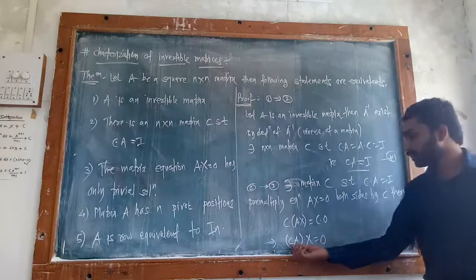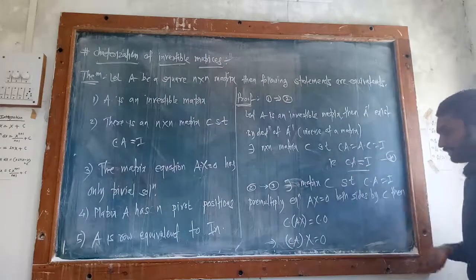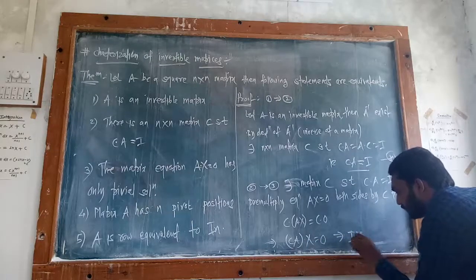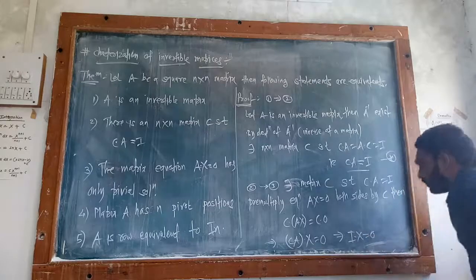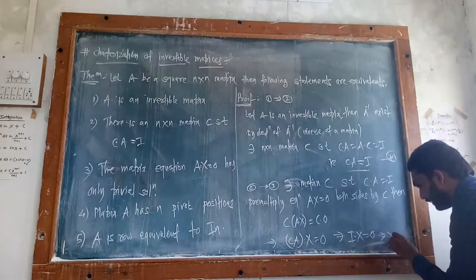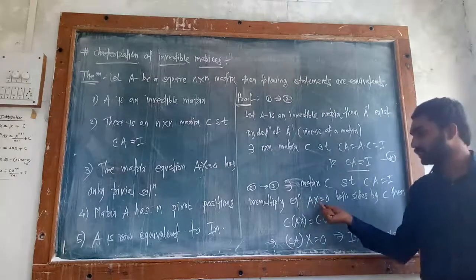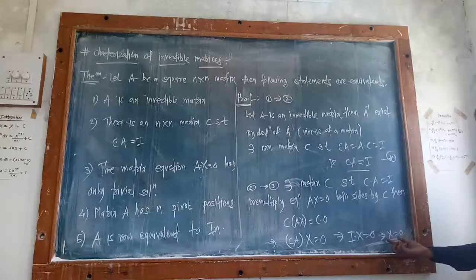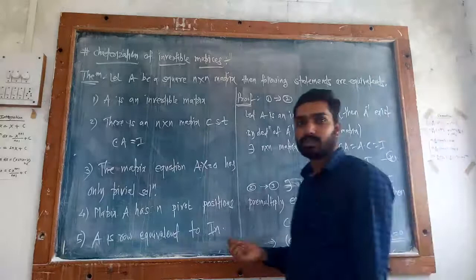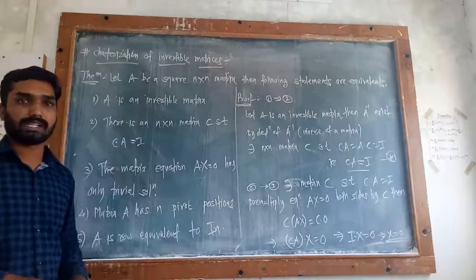Now from equation star, what is the value of CA? CA becomes identity matrix. Therefore it becomes I into x equal to 0. Now I into x becomes x. So we get x equal to 0. So what do we get? The matrix equation Ax equal to 0 has solution x equal to 0. Therefore the matrix equation Ax equal to 0 has only trivial solution, right? So x equal to 0 is the only trivial solution.